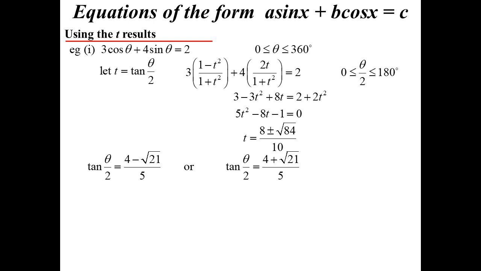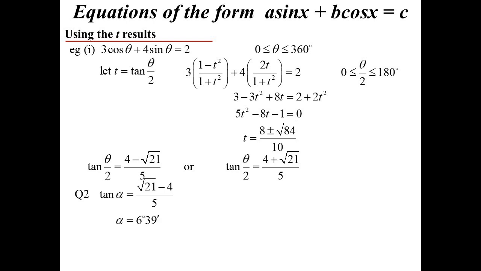But the nice thing about this is because I'm only looking for things in either the first or second quadrants, and I know tan is positive in the first quadrant, tan is negative in the second quadrant, so if that's negative, which I think the first one is, isn't it? Yeah, 4 minus root 21, I know I've got an obtuse angle there, and the second one has to be the acute angle answer. So that one's quadrant 2.